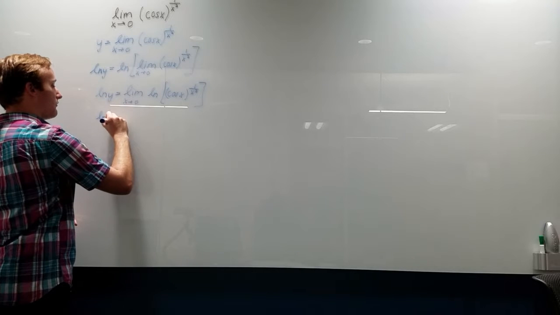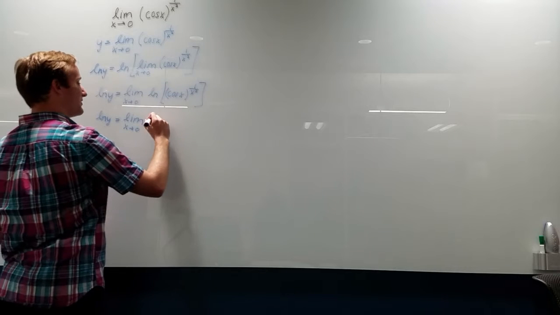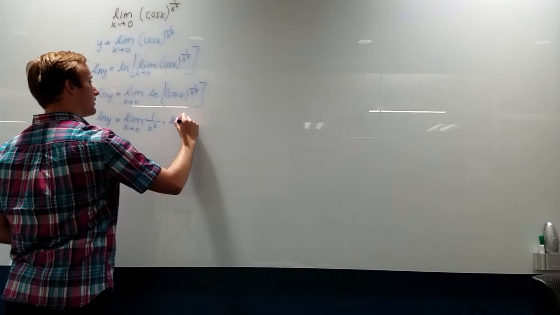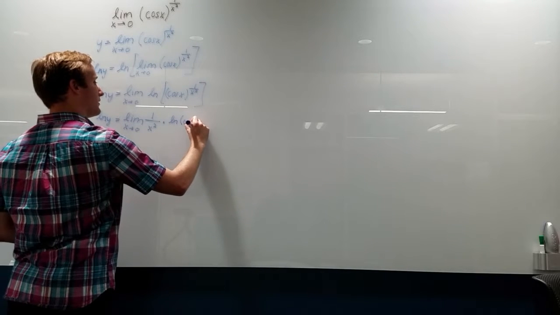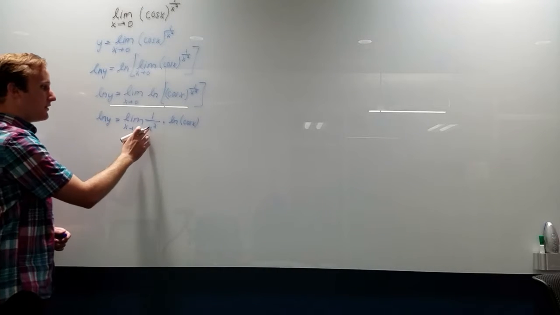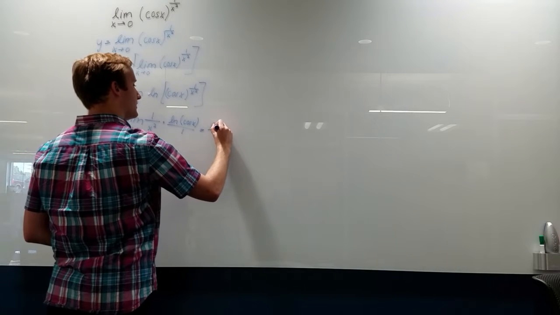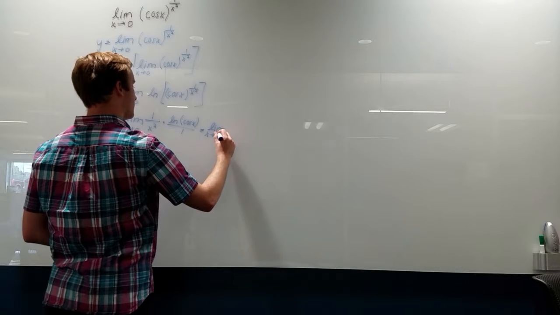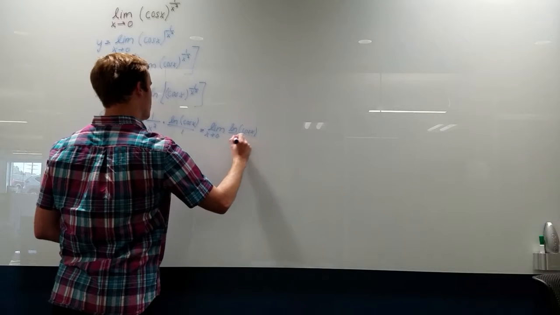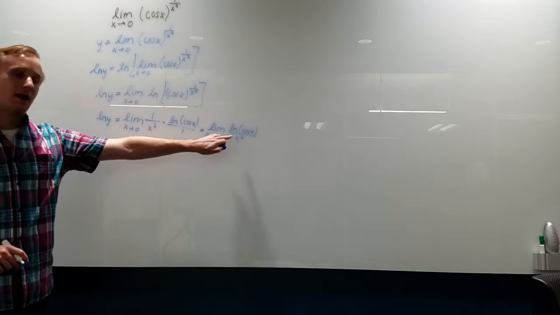And so we have the natural log of y equal to the limit. We're going to get really used to writing this: natural log of y equal to the limit of 1 over x squared times the natural log of the cosine of x. Great. And now we have one fraction being multiplied by another fraction. So this is equal to the limit as x approaches 0 of the natural log of the cosine of x all over x squared.